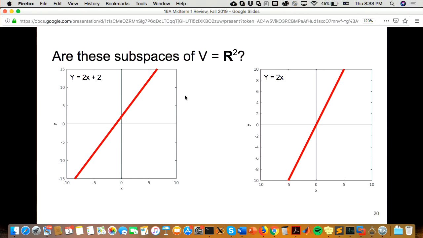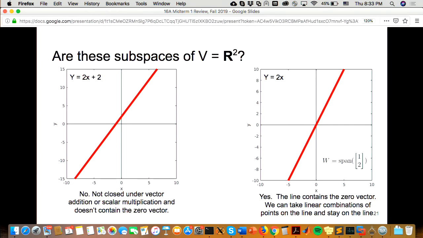Is it closed under addition? Are you sure? So if I have x1, y1, x2, y2, and I add those two together, I get y1 plus y2 equals 2 times (x1 plus x2) plus 4, not plus 2, right? So the new element x1 plus x2, y1 plus y2 is not in that vector space. How about the second guy? Yes, right? It satisfies all of the properties that we talked about. So that's essentially the answer.